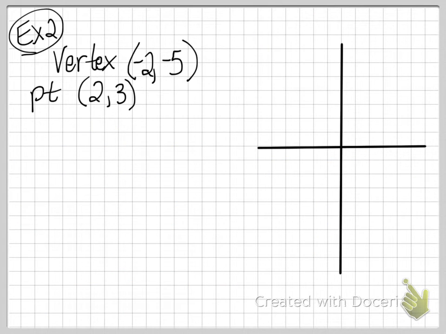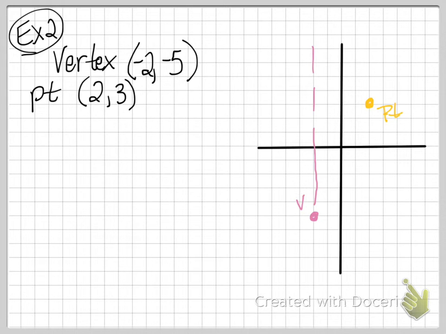So in this example, our vertex is at negative 2, negative 5. So I'm going to go negative 2, down negative 5, and this is my vertex. Okay? We have a point at 2, 3. So I'm going to go over to positive 2, 3. There's my point. All right, so now let's think about this.